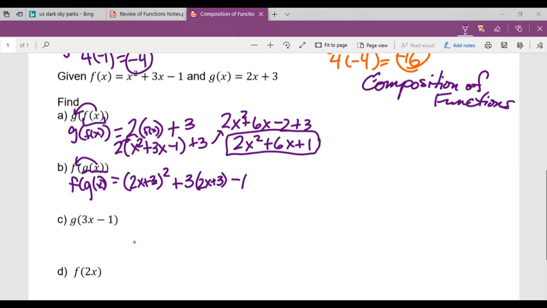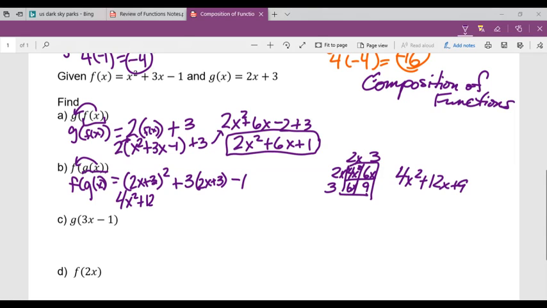So on this part, remember I said if there's a square, we have to do a box. So let's go over here and do the box. So 2x plus 3, 2x plus 3. That box isn't big enough. Bad Miss Smith. 4x squared, 6x, 6x, 9. So this gives me 4x squared plus 12x plus 9.